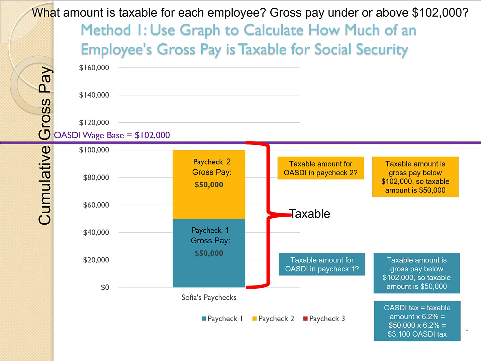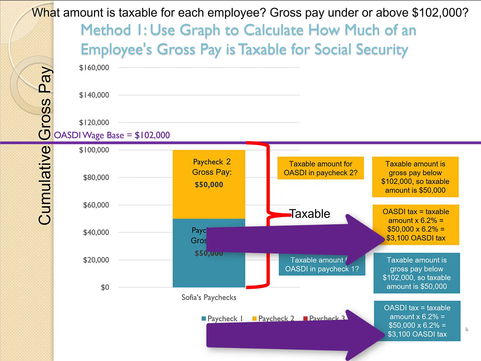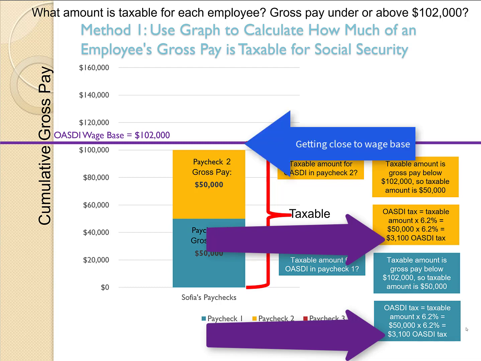All of it is below the $102,000 maximum. So all of the $50,000 is taxable for Sophia in paycheck 2. So then we go ahead and calculate again, how much is her OASDI tax? Well, it's just $50,000 taxable times 6.2% gives us $3,100. So in her first 2 paychecks, she's paid a total of $6,200 in OASDI tax. Notice she's getting close to the wage base of $102,000.